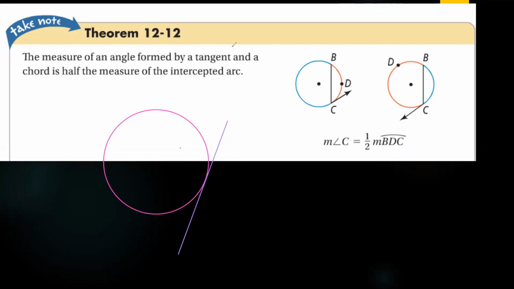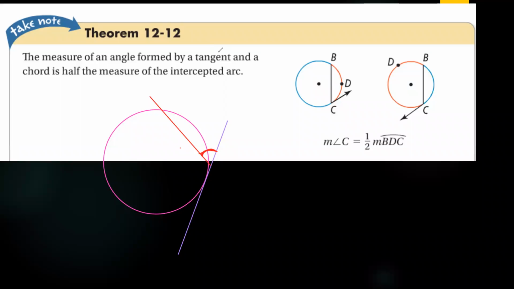And there's a chord that comes like this, as an example. Now, since you have a tangent line and you have a chord, there's an angle here where its sides are a tangent line and a chord.